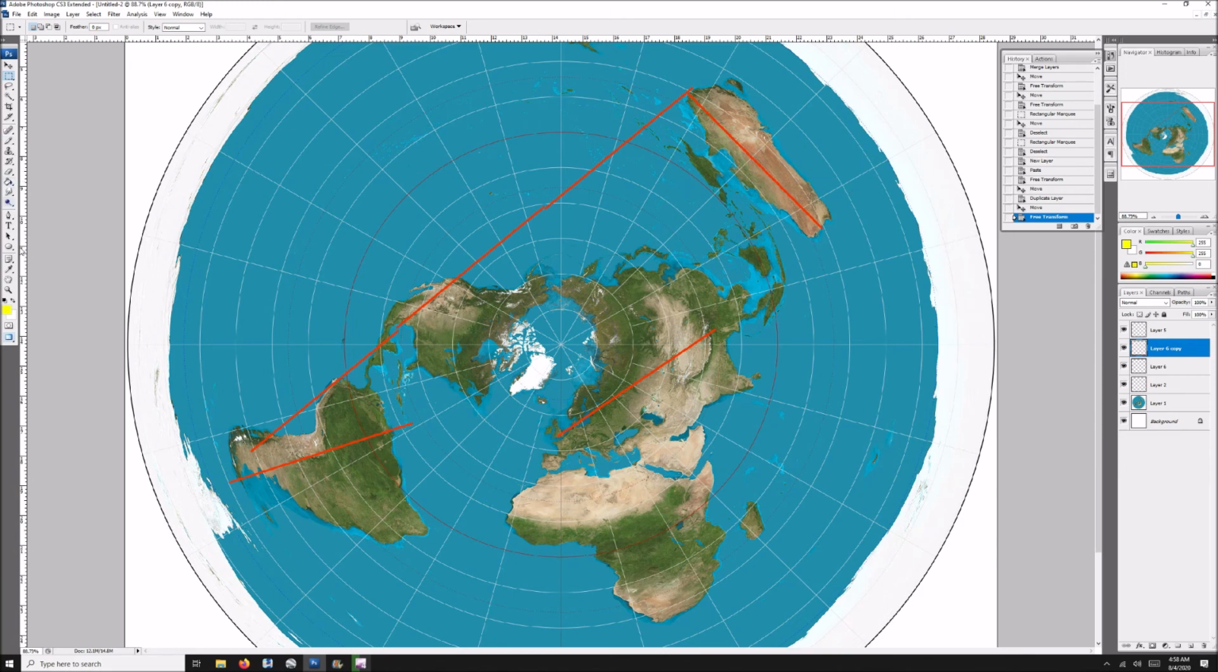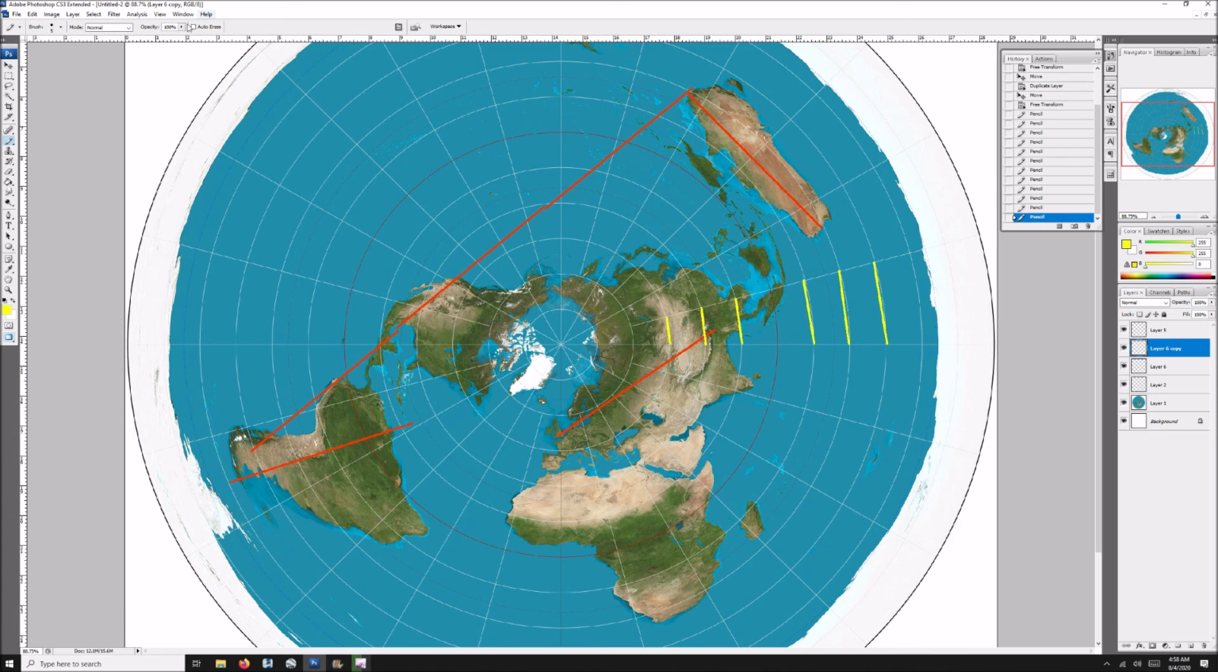Let me draw in a few lines for us. Come on, where's my pencil? There's my pencil. I'll draw one from this point to that point. There's another one. And another one. Those would be 15, 30, and 45 degrees south. And here's 15 north, 30 north, and 45 north.